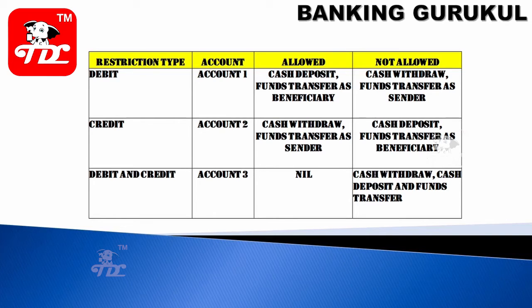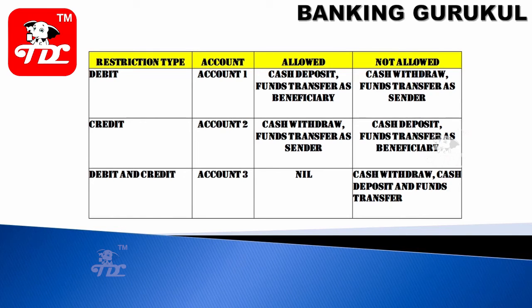The second scenario is credit restrictions. I'll allow you cash withdrawal and I'll allow you to send money to another account, but a credit restriction is there. So I will not allow you cash deposits and I will not allow you to receive money from another account.